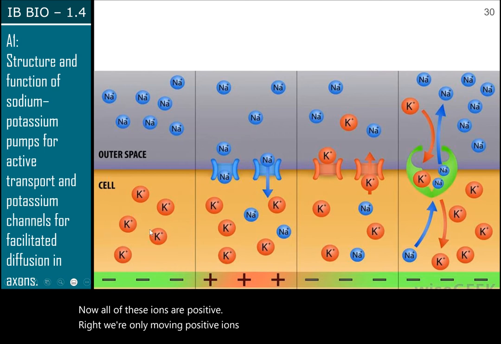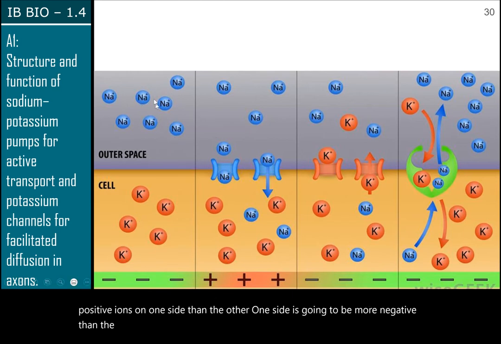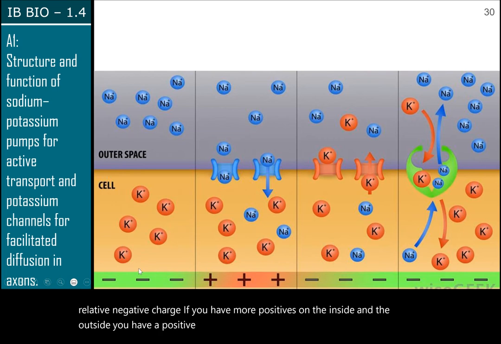That's okay. If you have more positive ions on one side than the other, one side is going to be more negative than the other. So if you have more positives on the top, then here you have a relative negative charge. If you have more positives on the inside than the outside, you have a positive charge. Okay? It's all relative.